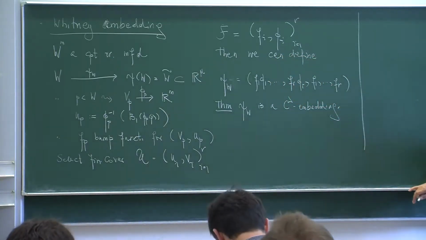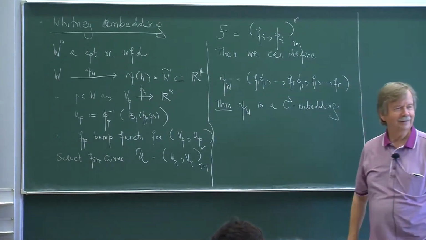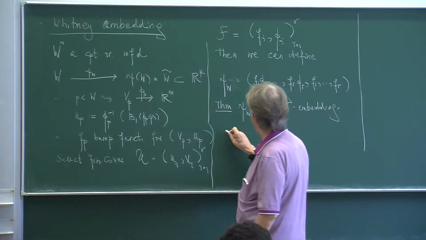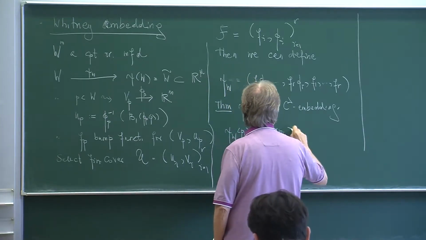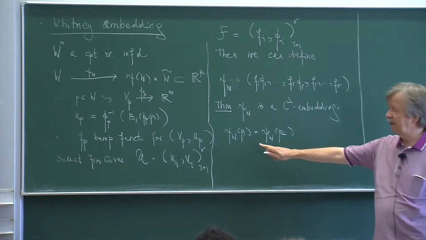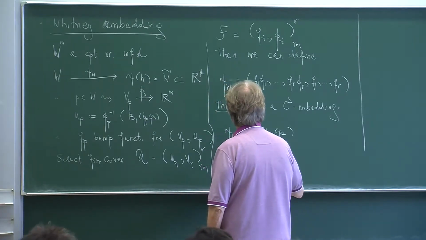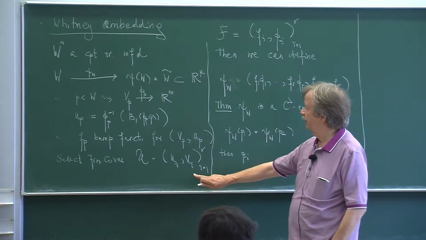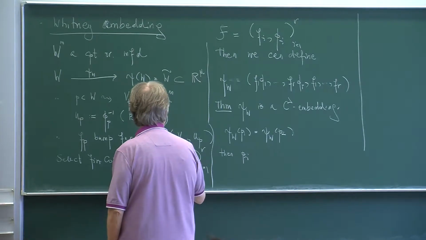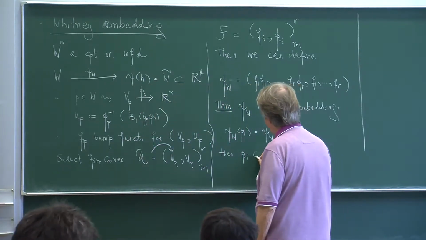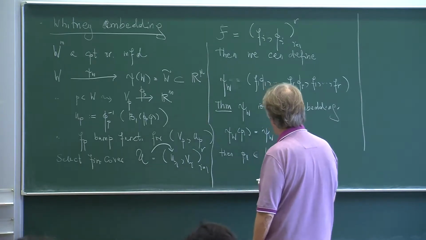And the proof is very simple, but ingenious. I mean, it's not easy to find it if you never thought about this. Suppose psi_W of p_1 equals psi_W of p_2. Then you want to show that p_1 equals p_2. Because the U_i's are a cover, we cover with the V_i's, with the U_i's. So this I should make clear, and the V_i's are still there. Then p_1 is in U_i.